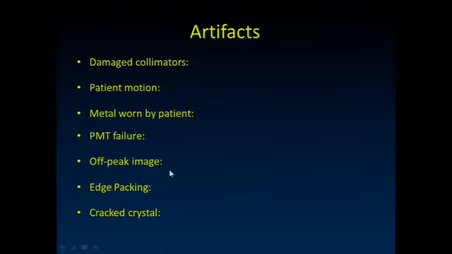An off-peak image depends on where the peak was set, but if you set it too low, you just get this very scatter-looking image with a barely perceptible outline of the anatomy you're looking at. If you set it too high, you may not get much of anything in the image. And if you've got a cracked crystal, that looks very similar to the damaged collimator, but of course if you do a flood with the collimator in place and a flood with the collimator off, you'll quickly be able to determine which one of those two things is going on.